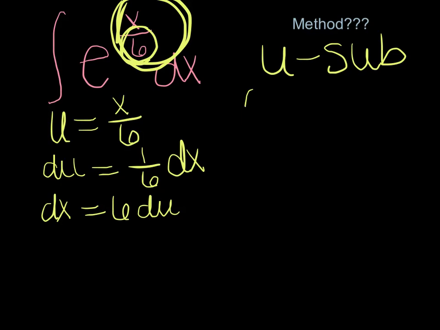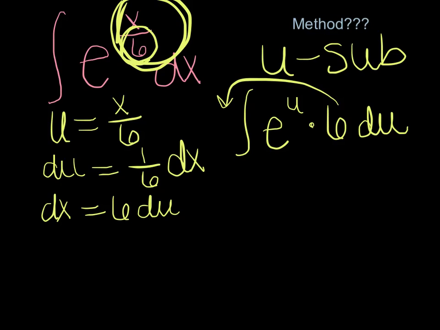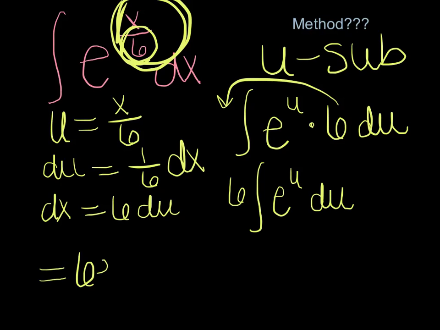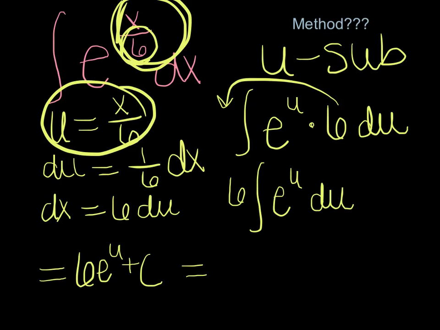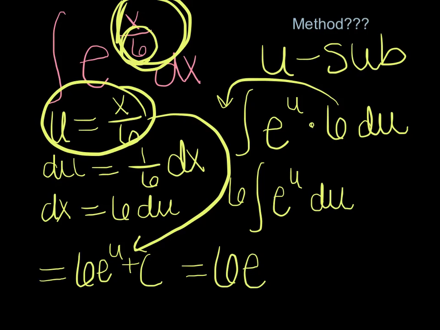Now when we go back and integrate, we now have e to the u times 6 du. And again, just like that last one, we can pull that 6 right out front. So we have 6 times the integral of e to the u du. And you know when we integrate that, we're going to get 6 e to the u plus c. Now, all we're going to do is take our u and plug it back in down here. And we end up with 6 times e to the x over 6 plus c.